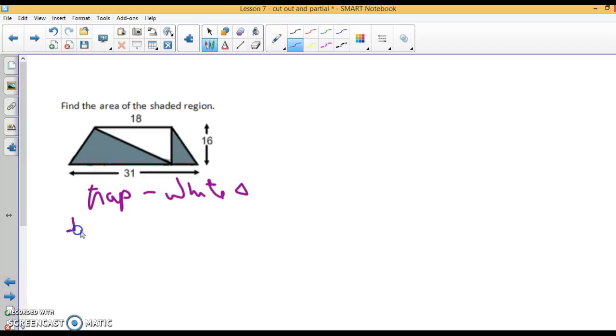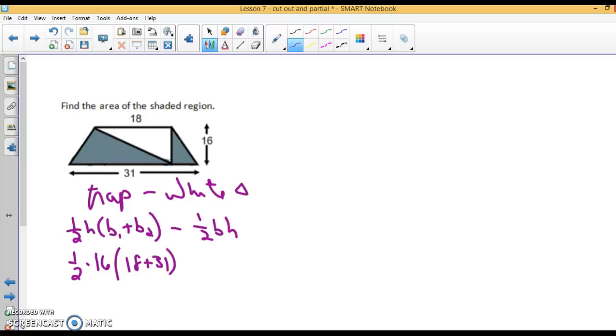So trapezoid, 1/2 height times b sub 1 plus b sub 2. Minus the white triangle is 1/2 base times height. So trapezoid, 1/2. The height of the trapezoid is 16. Times 18 plus 31. You will get 392. The triangle, 1/2 times the base of the triangle is 18. The base and the height meet at a right angle, so this would be 60. You'll get 144. And then when you subtract those, you get 248 square units.